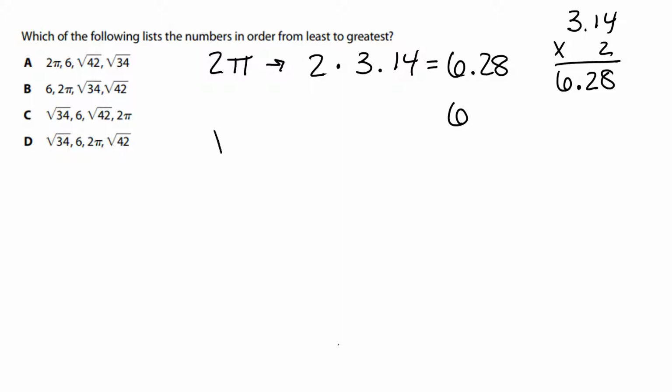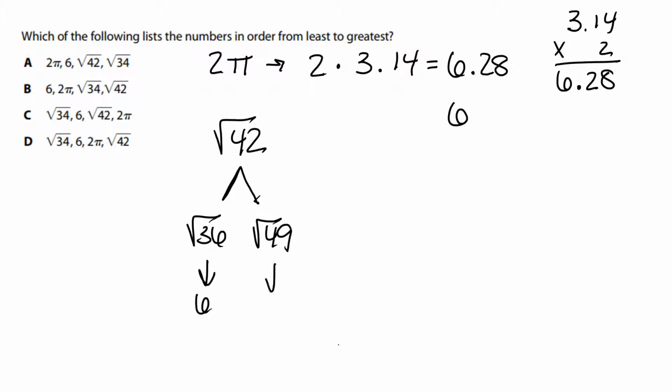The next one is the square root of 42. That is not one of our perfect squares on our list, so we're going to have to break it down into what it's close to. The square root of 42 is between 36 and 49. It's in the middle. So it's between 6 and 7.